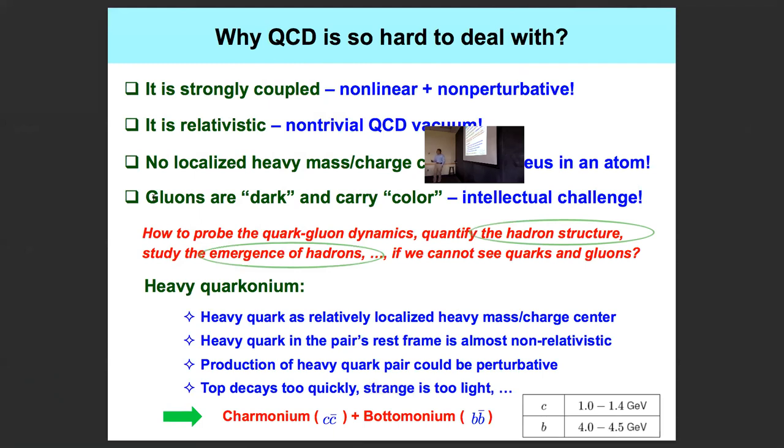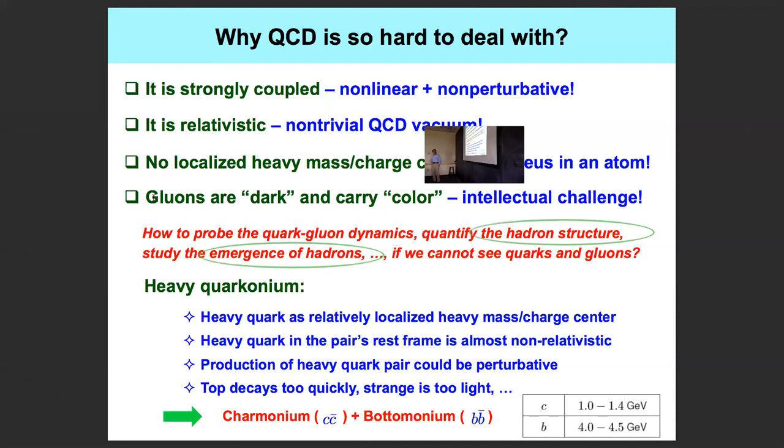So heavy quarkonium, as I said, bridges in between, because the heavy quark has relatively localized heavy mass charge centers. If you think about people studying spectroscopy, they can introduce a potential model. And if you really want to study the structure of nuclei, you never really do the potential model, because it's completely relativistic. The heavy quark pair in its rest frame is almost non-relativistic. That's also the reason NRQCD has been the effective theory used for studying heavy quarkonium physics, and the production of a heavy quark pair could be perturbative because they are sufficiently heavy. So those are the good things.